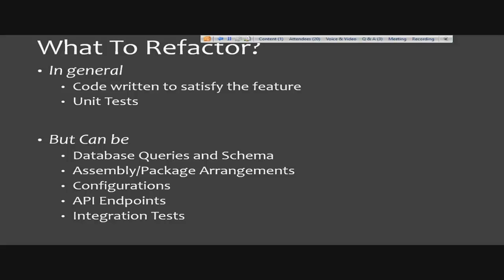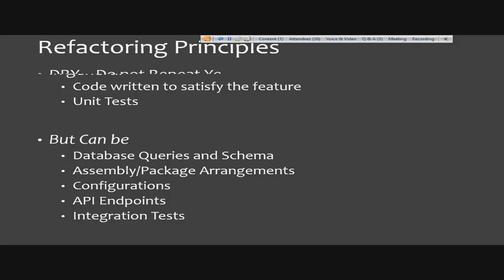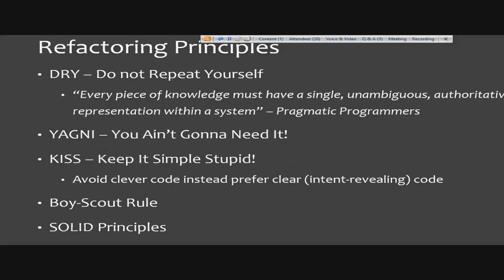Okay, now next is refactoring principles. We saw when we can refactor and what we can refactor. Now we'll see what principles we have to apply while we are carrying out this activity or technique. So first is DRY, which is nothing but Don't Repeat Yourself.